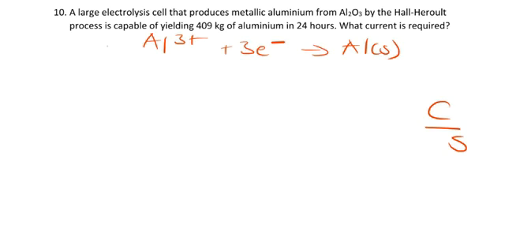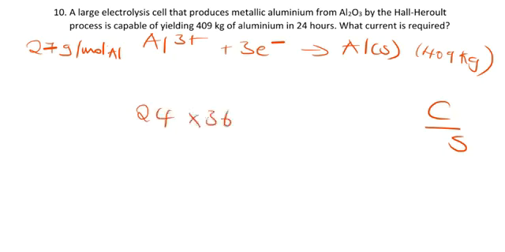So the mass here is 409 kilograms. Now we need to also get the molar mass of this very aluminium. The molar mass approximately, we can just say 27 grams per mole, approximately, for every mole of aluminium. And here we've been told, assuming a yield of 409 kilograms, and the time is 24 hours, so you can take that to seconds by multiplying by 3600 for every hour. Those are the seconds that are there.